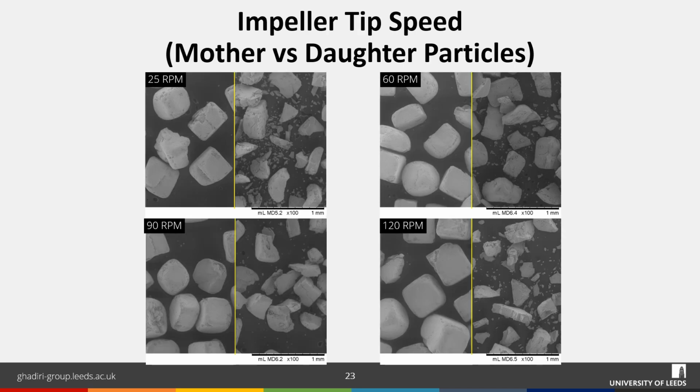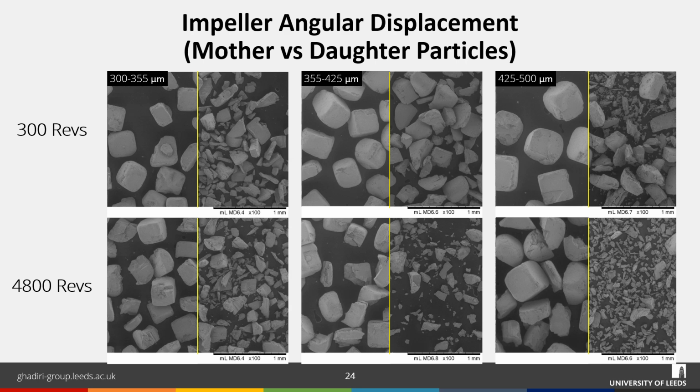Our interest is in particle breakage, and here I'm just showing you what happens to these sodium chloride crystals after the drying process. We can clearly see evidence of particle breakage here, as we can see that changing the rotational speed of the impeller does not actually have much effect on the extent of particle breakage, at least visually. On the other hand, increasing the number of impeller motions has an obvious effect on the extent of particle breakage. We can see that at 4,800 revolutions, the particles broke into smaller pieces compared to that of the 300 revolutions.